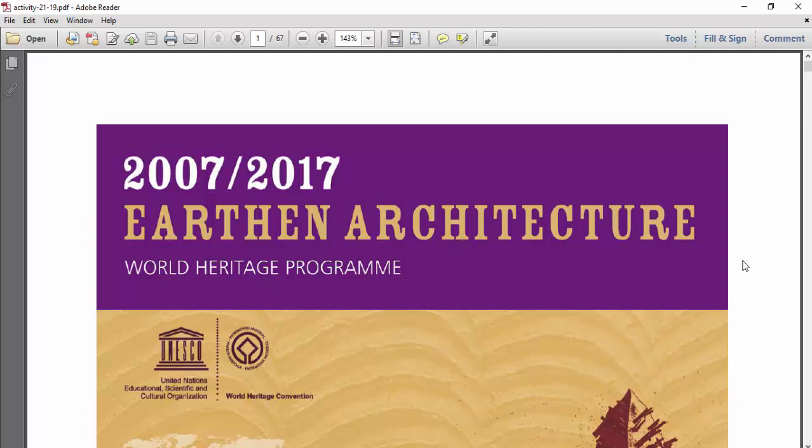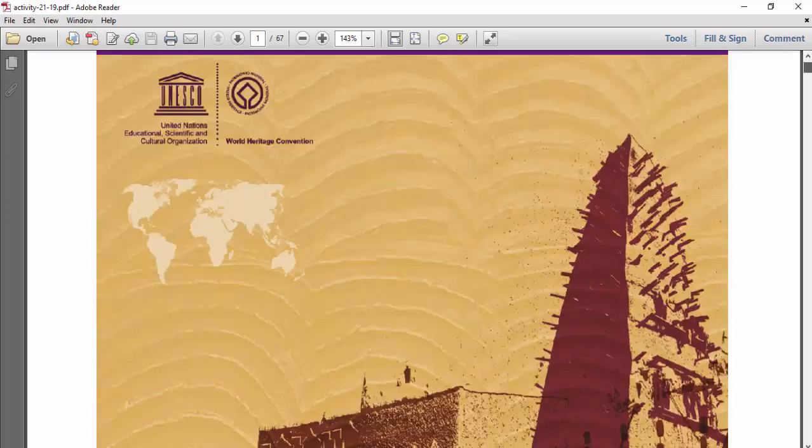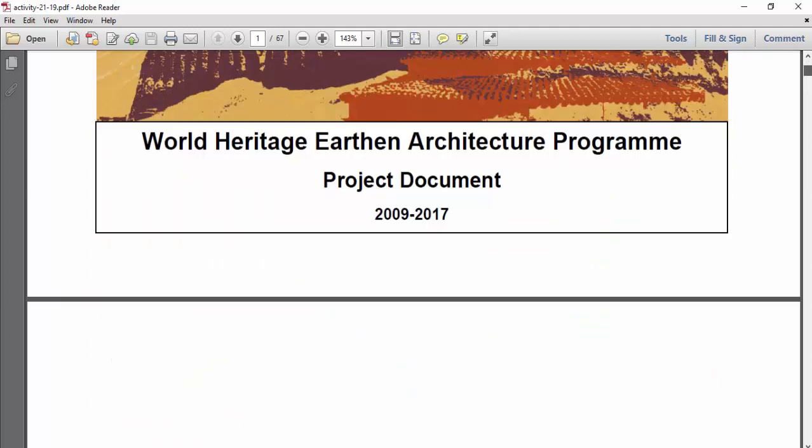Hi guys, welcome back to the document I was talking about. I got this document over the internet. There are so many documents on the internet, so I'd encourage you to snoop around and satisfy yourself. This one is the Earthen Architecture World Heritage Program, a project by UNESCO. It says World Heritage Earthen Architecture Program project document, running from 2009 to 2017.